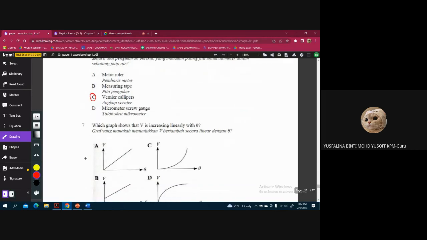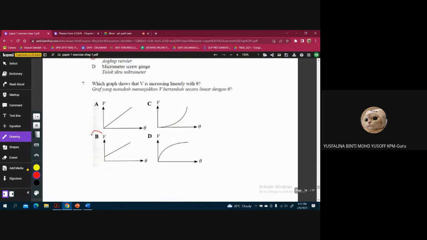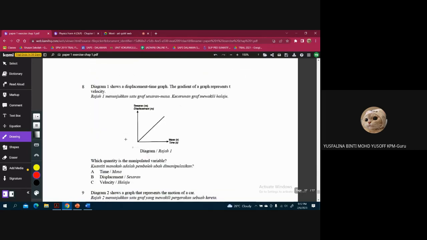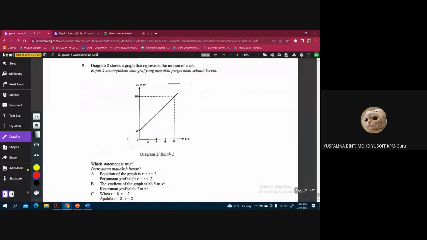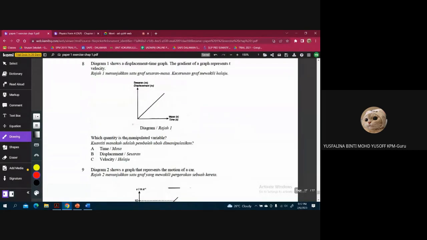All right, the next part, increasing linearly, the answer is B. And this is the last question, last page. It says here, which quantity is manipulated? Manipulated is always on the x-axis. The y-axis is the responding variable. So the answer is time.